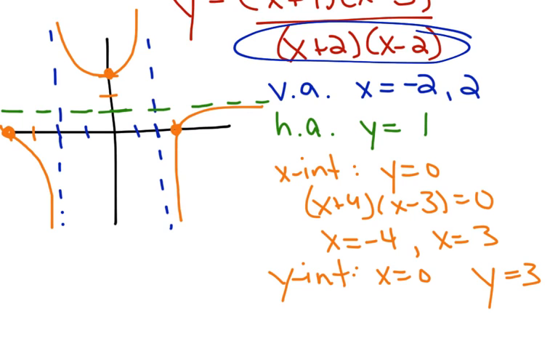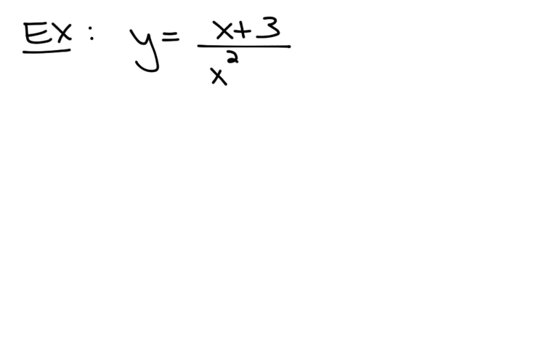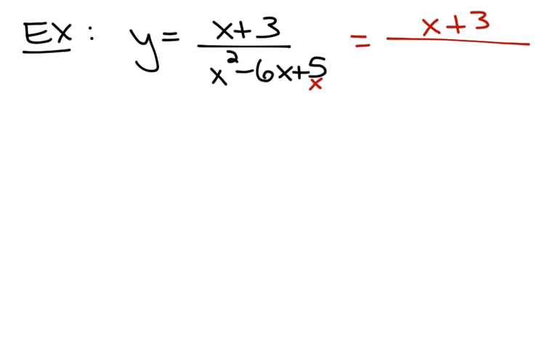Let's practice that one more time. Here's an extra example. Y is equal to x plus 3 over x squared minus 6x plus 5. The first thing I'm going to do is factor the denominator. The numerator can't be factored. The two numbers that multiply to give you 5, but add to give you negative 6, are x minus 1 and x minus 5. I have no removable discontinuities.